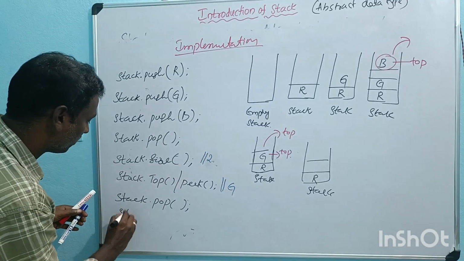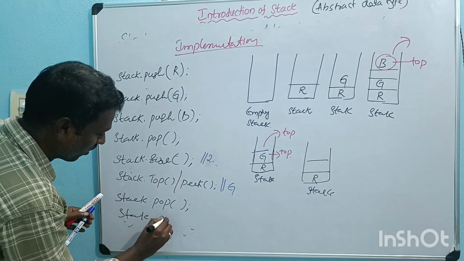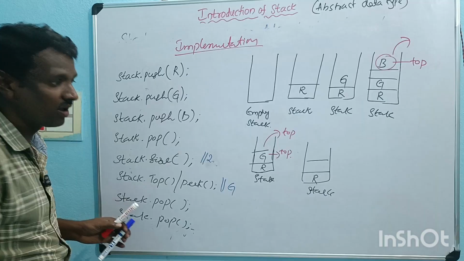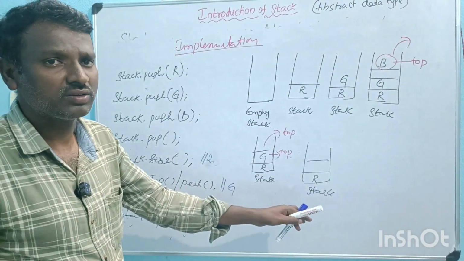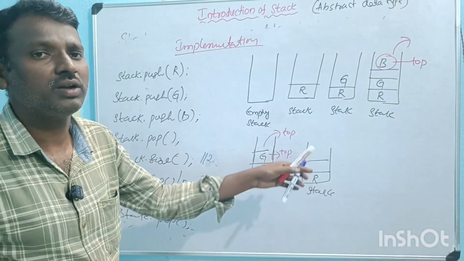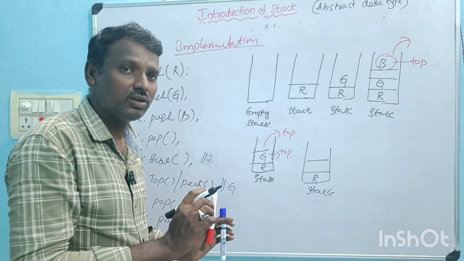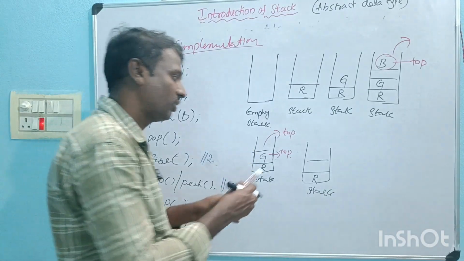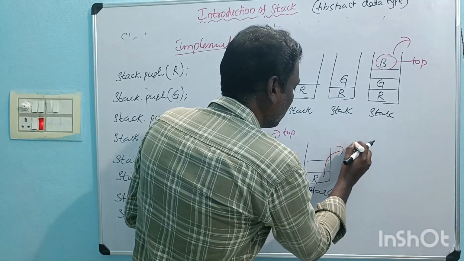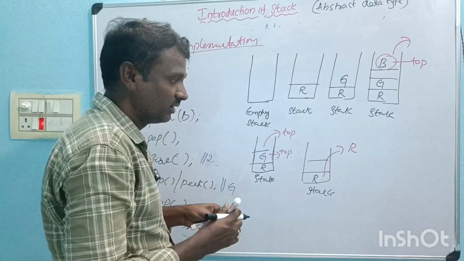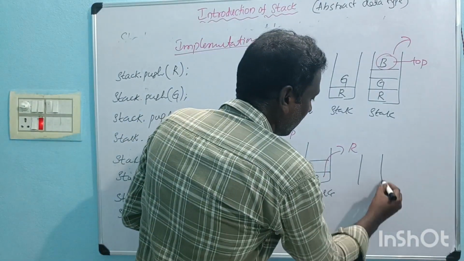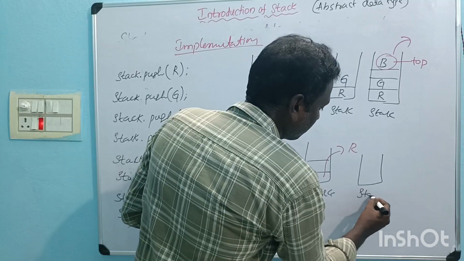Now that element also we delete. Same, stack dot pop. Then what happened in the stack? What is the top element in our stack? As only one element is there, that is the top, so it will be automatically deleted. Then your stack is updated, empty.